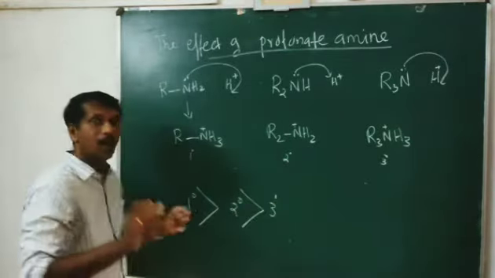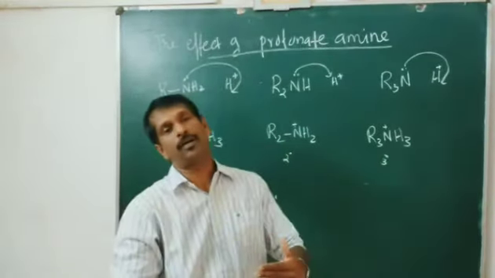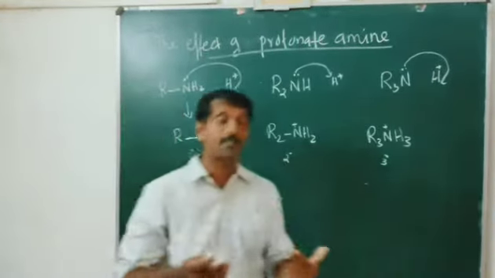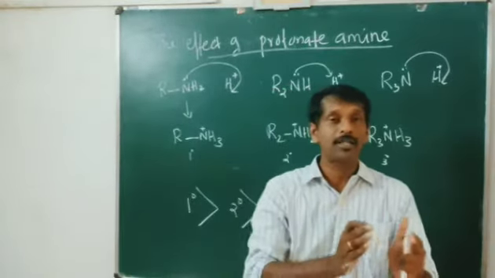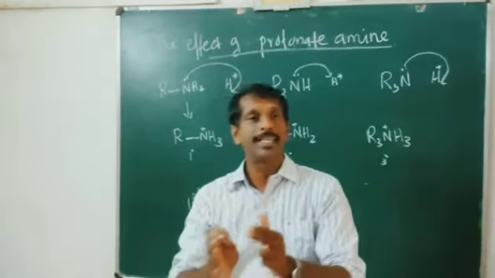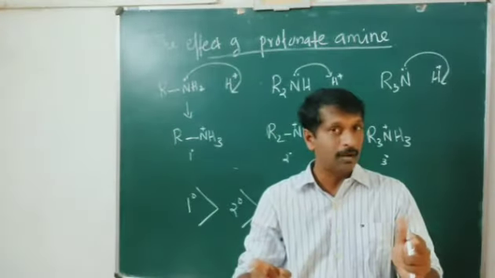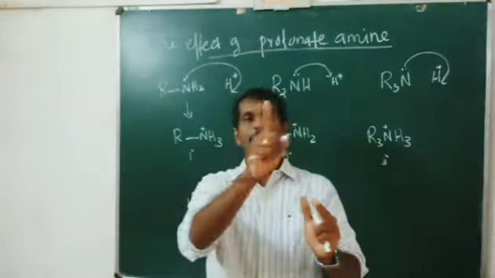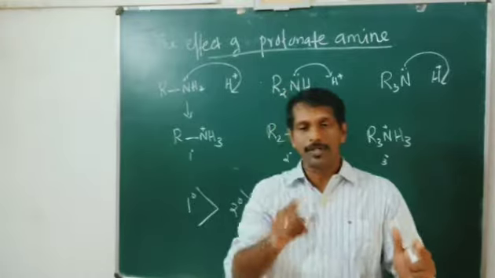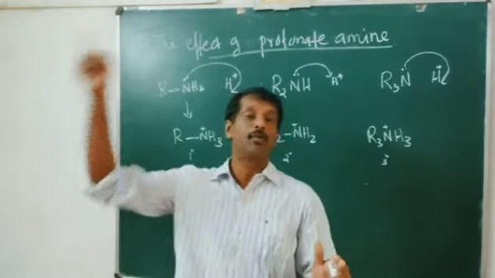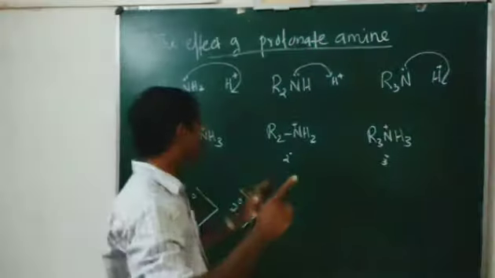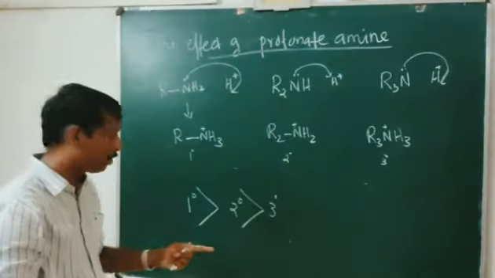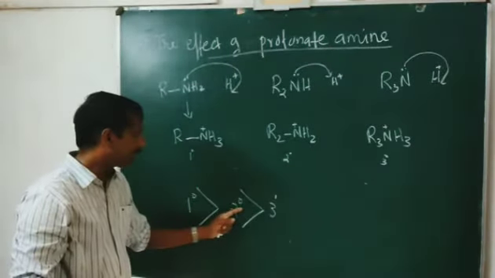That means the order is opposite that of plus I effect. What was the order of plus I effect? When you compare the plus I effect of alkyl groups, tertiary is most basic, because plus I effect is maximum in the case of tertiary amine. So tertiary amine, then secondary amine, then primary amine. But when you compare the effect of protonated amine, the order of basicity is primary, then secondary, then tertiary.